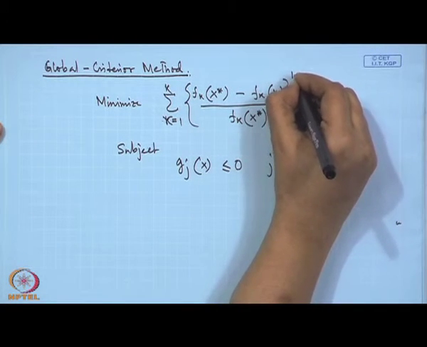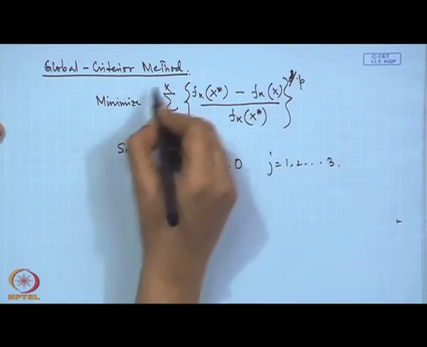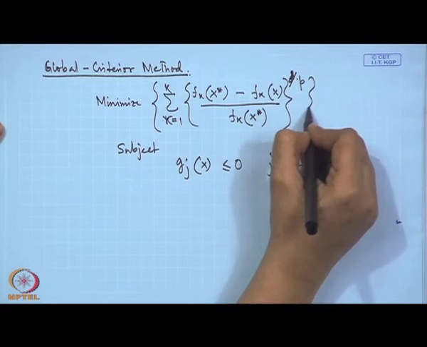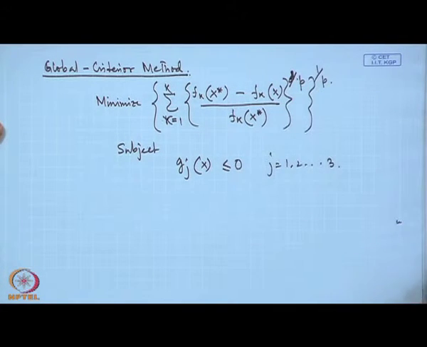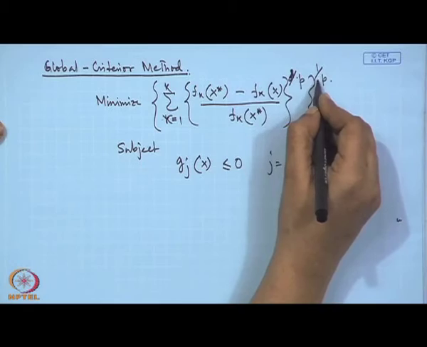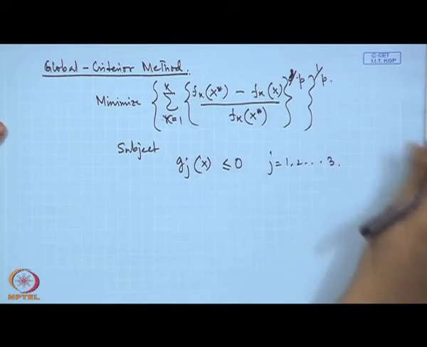Sometimes we consider some parameter p here, to the power p. Some people consider the variation with this as well. If we consider p equal to 1, that was the previous one. If we consider p equal to 2, then certainly that would be a quadratic programming problem, that is a convex programming problem, and whatever local solution we get would be global. In general, that is the global criterion method.